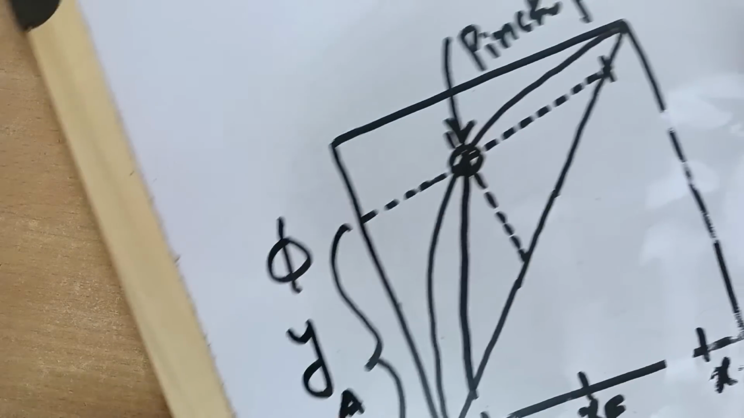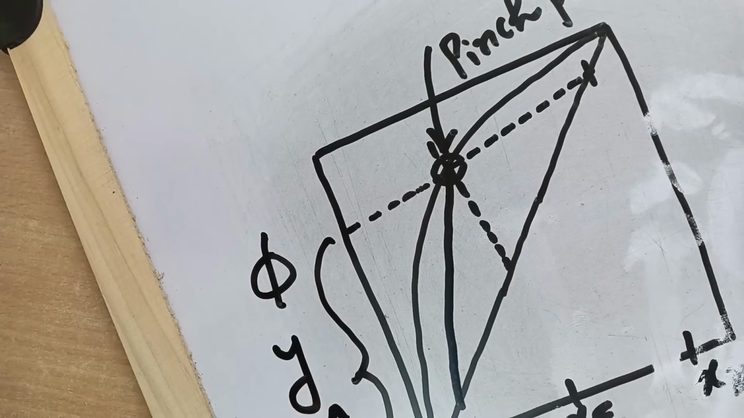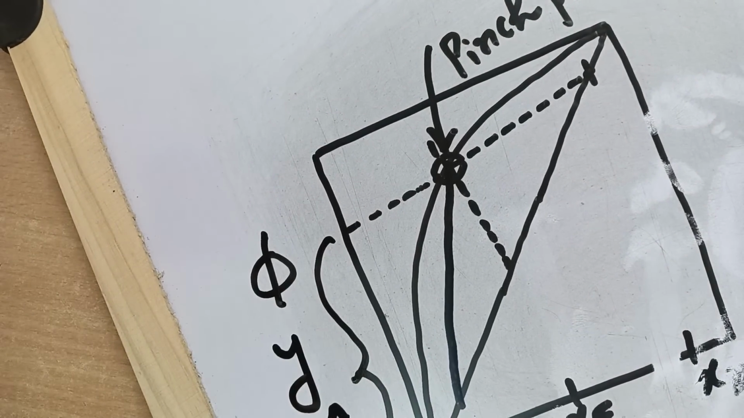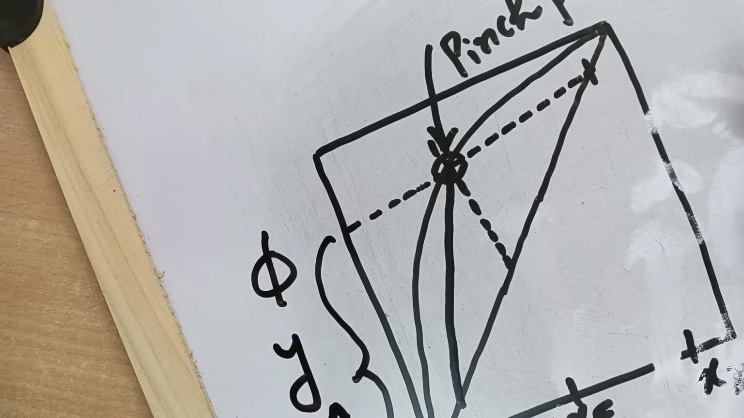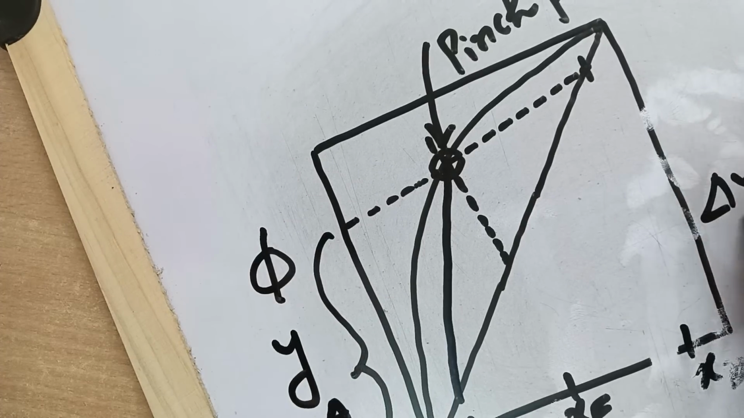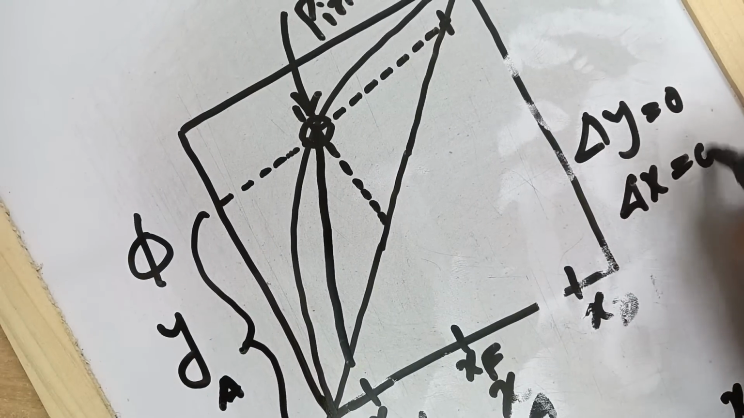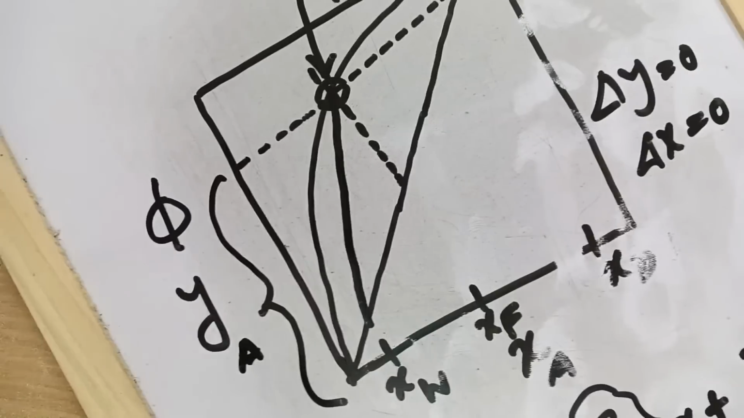So the pinch point corresponds to a situation where both the operating lines as well as the feed line coincide with the equilibrium line, and we all know equilibrium corresponds to a condition where all the driving forces cease to exist. So there is no delta y. Delta y is 0, delta x is 0, so all the driving forces cease to exist at the equilibrium point.